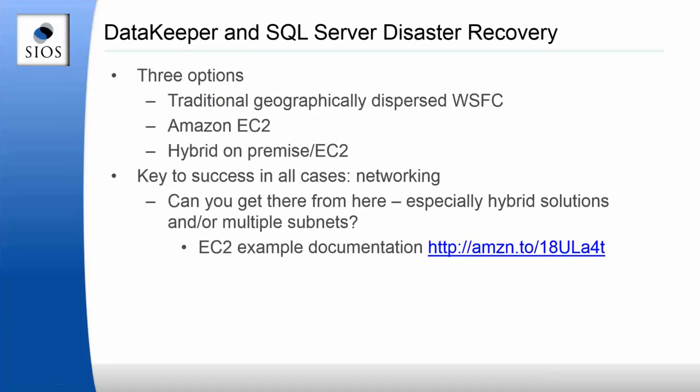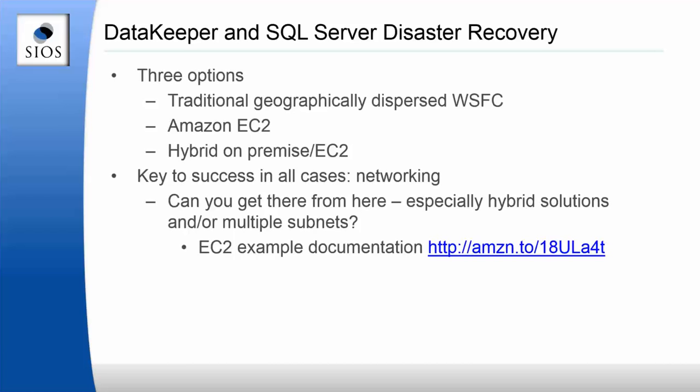Now let's talk about what DataKeeper Cluster Edition brings to the party for disaster recovery. There are three main headings that we could look at here. A traditionally geographically dispersed Windows failover cluster. You can implement this as an entire Amazon EC2 solution, or what's even cooler now with the rise of the cloud, so to speak, is you can have a hybrid on-premise EC2. Now I say EC2, they will work with other clouds, but they're an Amazon partner, so that's why I'm highlighting the EC2 thing here.